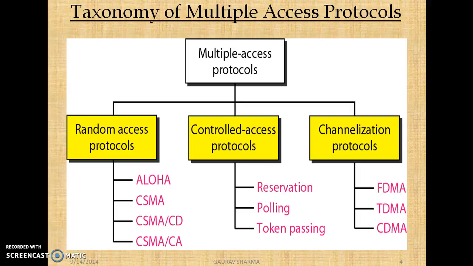The random access protocols are Aloha, CSMA, which is carrier sense multiple access, CSMA/CD, which is carrier sense multiple access with collision detection, and CSMA/CA, which is carrier sense multiple access with collision avoidance. Controlled access protocols are reservation, polling, and token passing. While in channelization, we have three technologies, mostly used in voice communication: FDMA, TDMA, and CDMA.